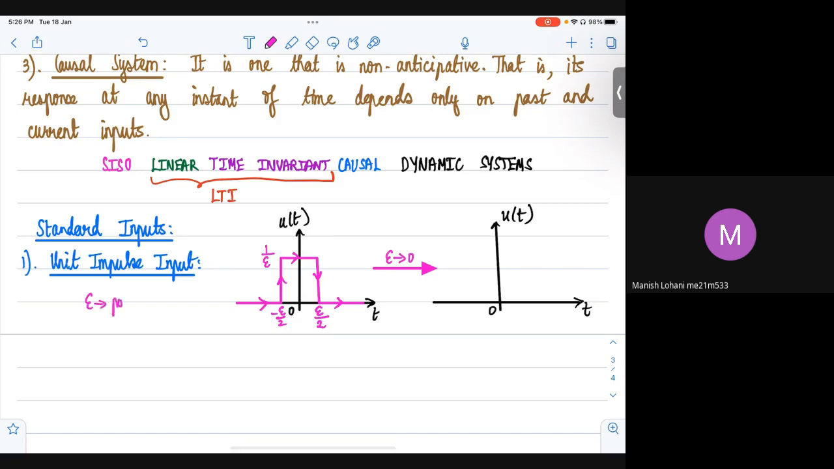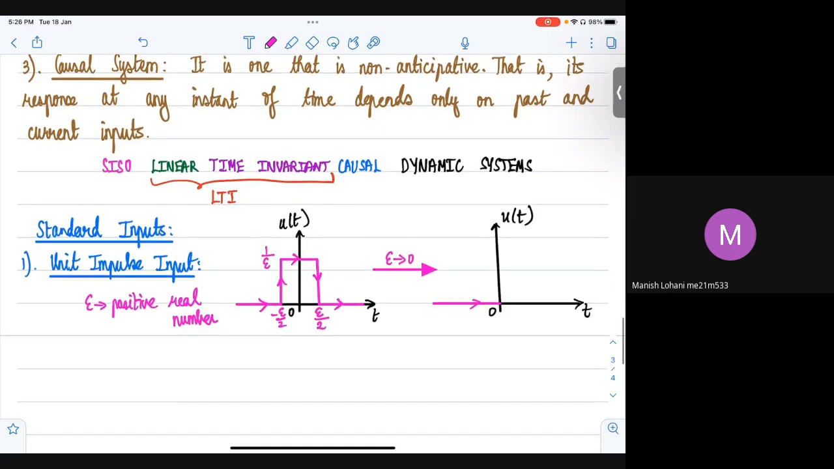Epsilon is a positive real number, and we keep on shrinking this epsilon. So what do you think is going to happen? The signal, as epsilon tends to 0, will remain 0 till time t equals 0, and then at time t equals 0, it's going to just shoot off to infinity, and then it will instantaneously come back to 0. Then it will stay at 0.